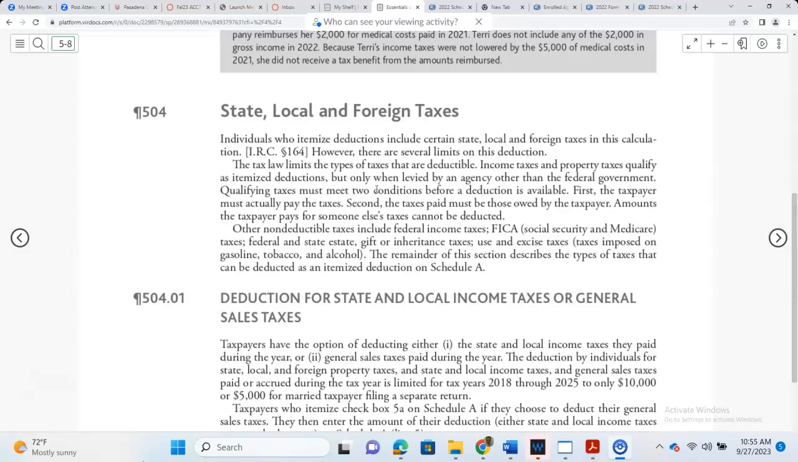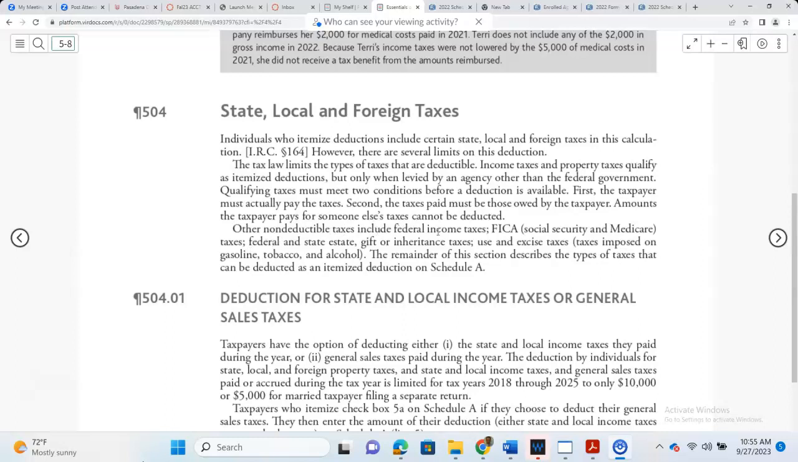Qualifying taxes must meet two conditions before a deduction is available. First, the taxpayer must actually pay the taxes. So if you don't pay taxes, it's not going to count. Second, the taxes paid must be those owed by the taxpayer. Amounts the taxpayer pays for someone else's taxes cannot be deducted. So you cannot pay a property tax or state local tax for someone else and count it towards yours.